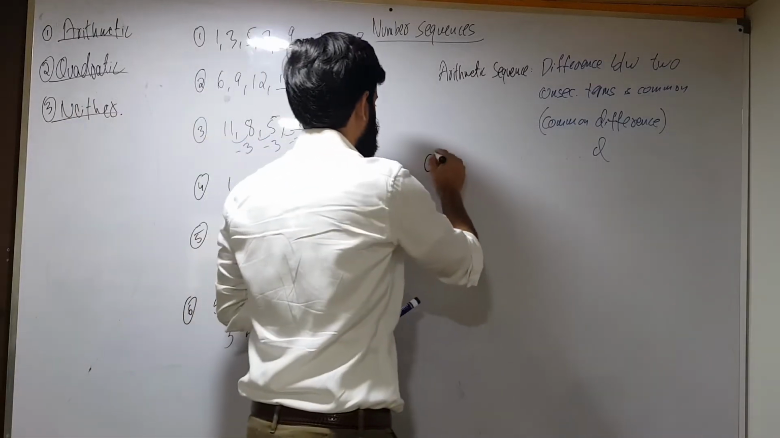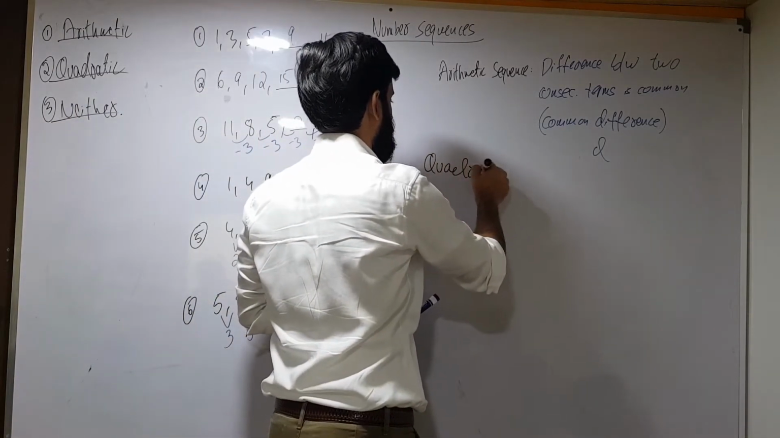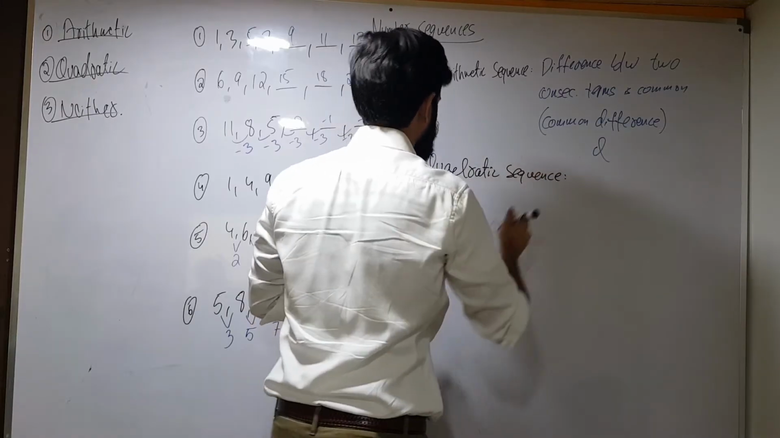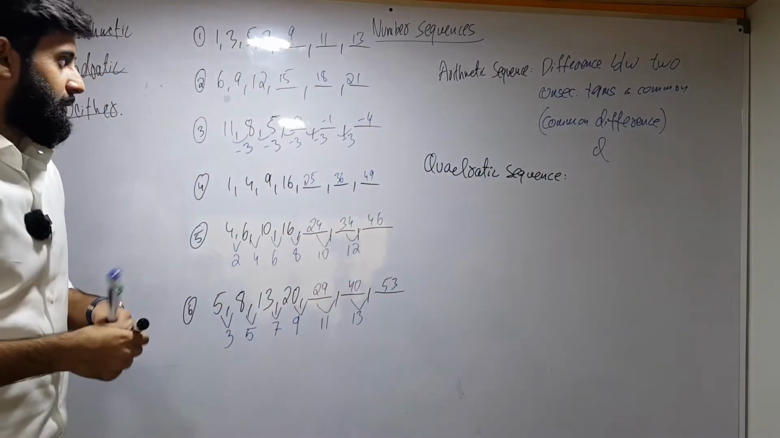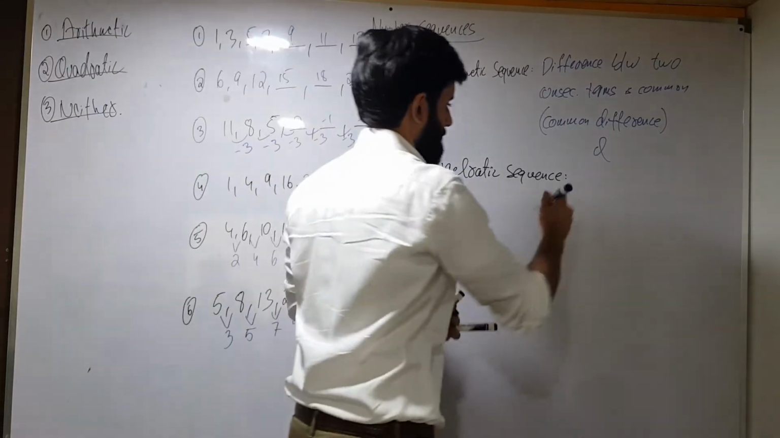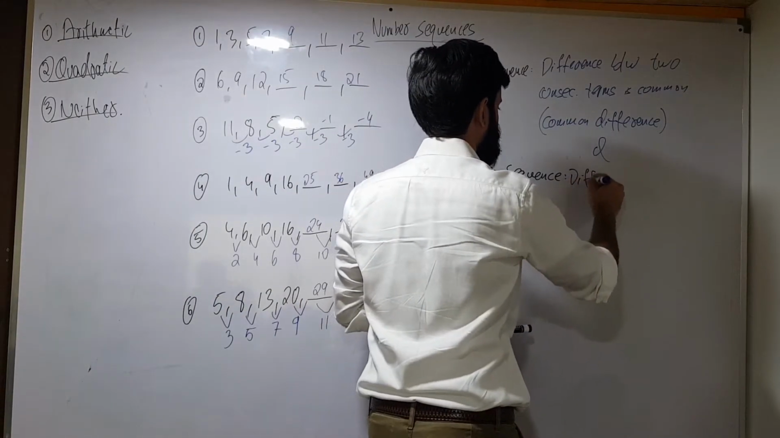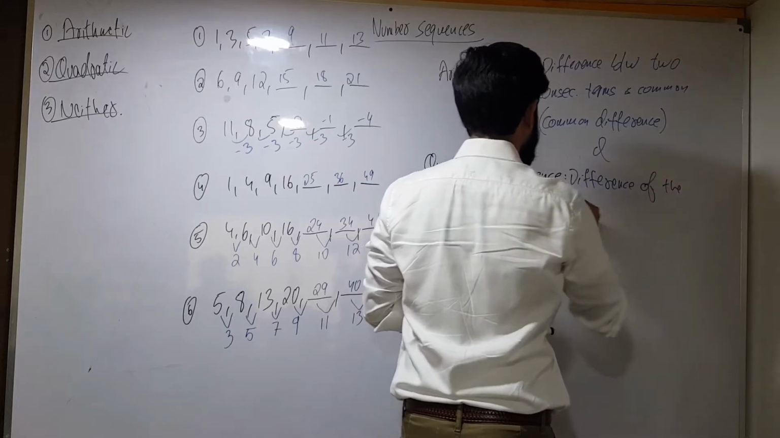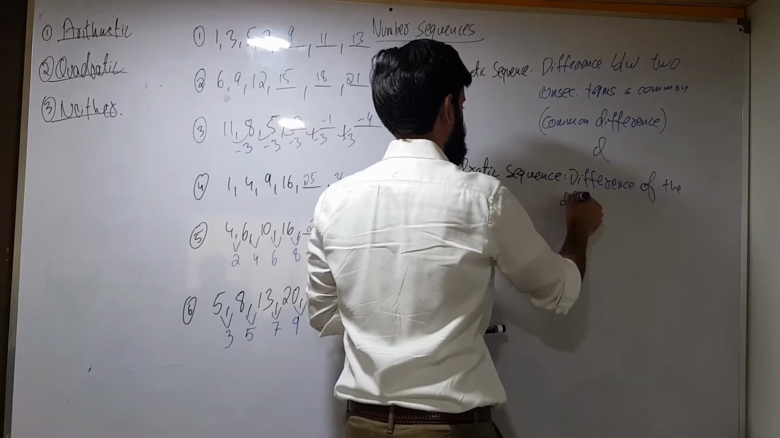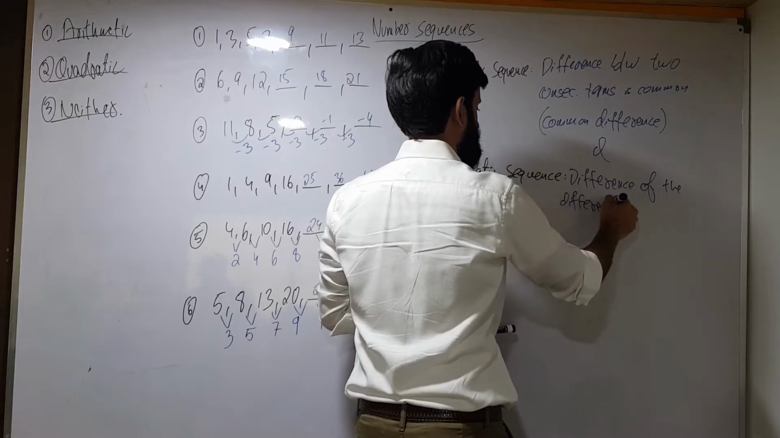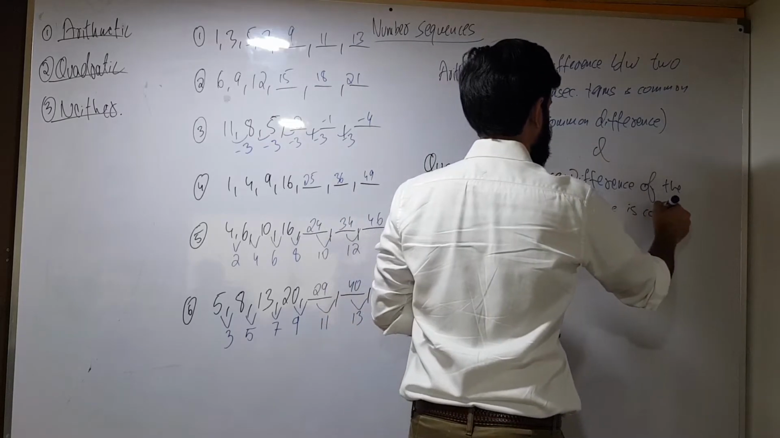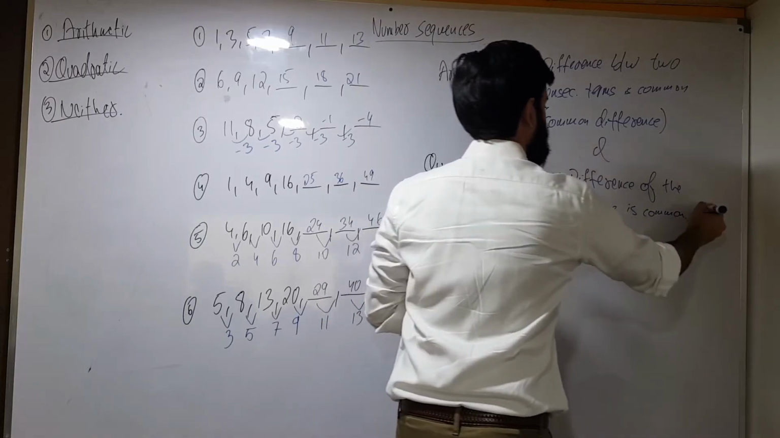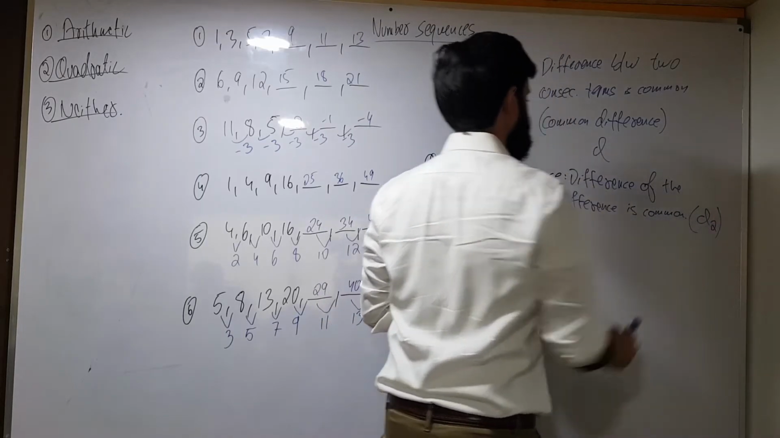Now the next is a quadratic sequence. Now what is a quadratic sequence? Let's see. A quadratic sequence is a sequence where the difference of the difference is common. Okay, let me show you what this means. Just hang in there. Difference of the difference is common. And we call this D2.